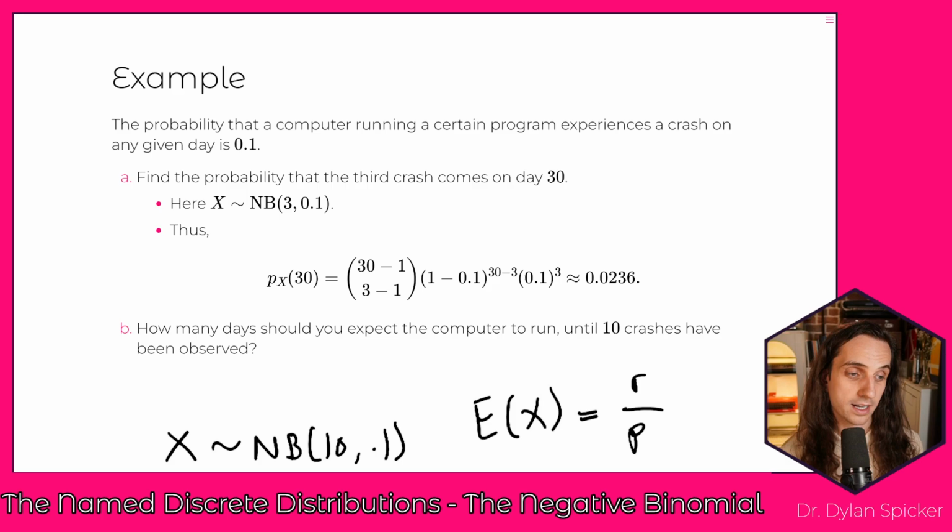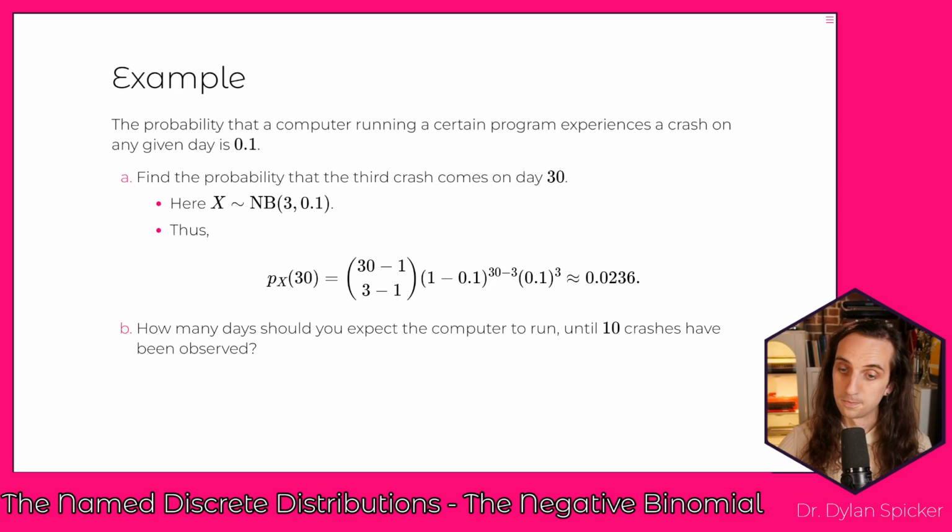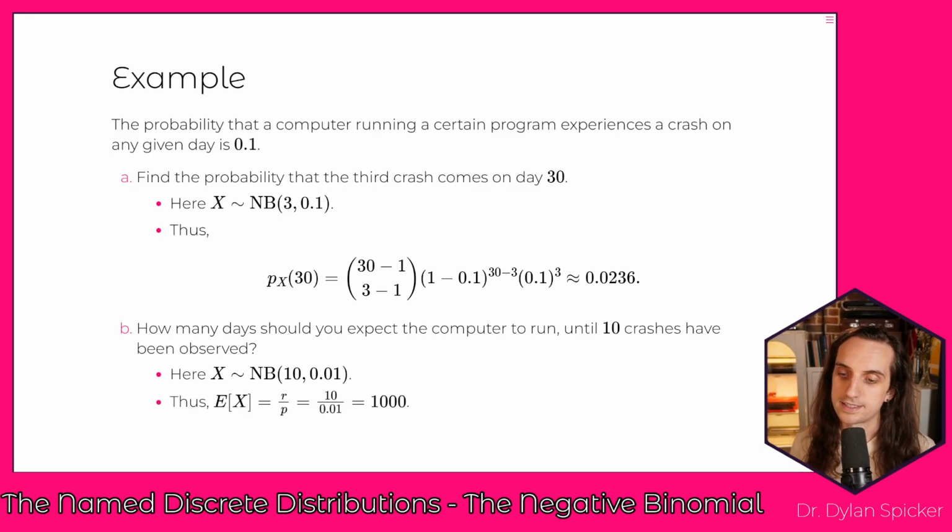And so then we take 10 divided by 0.1, right? So how many days do we expect the computer to run? Expected value of x is going to be 10 divided by, that should actually be 0.1 in this case, right? The success probability is not 0.01, it is 0.1. And so with that fixed, we see that the expected number of days is 100.